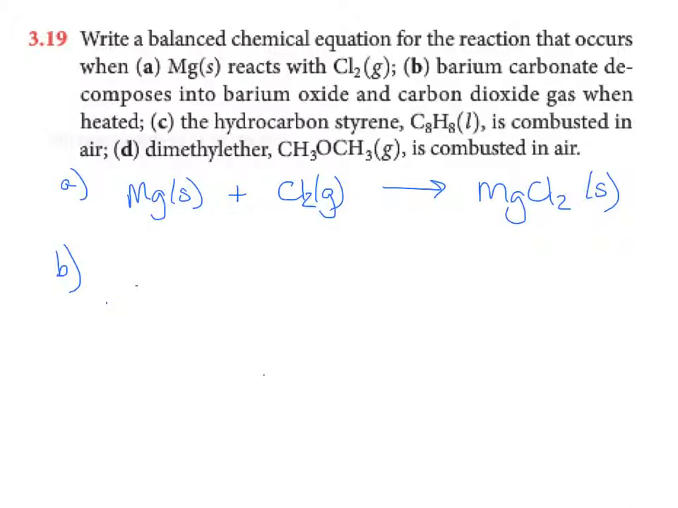Barium carbonate decomposes into barium oxide and carbon dioxide gas. So barium has what symbol? Ba, which means it's in column 2, which means barium is going to have a 2 positive charge. What about carbonate? Can you find carbonate in the periodic table? No, it's a polyatomic ion, and there's a clue in the name.